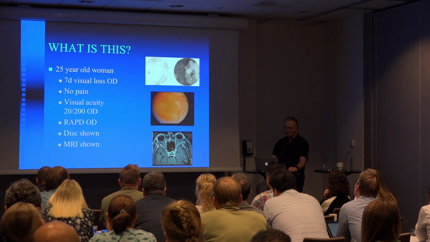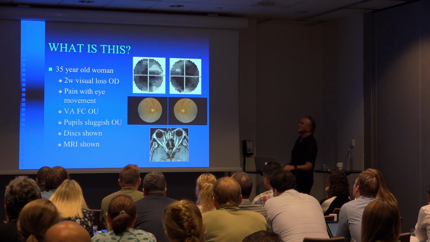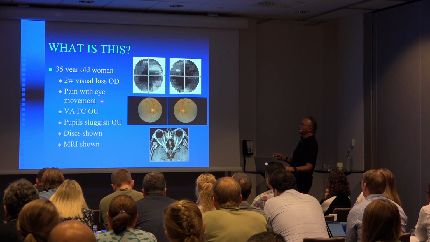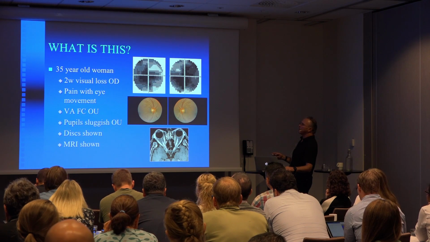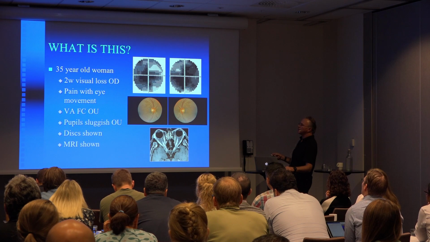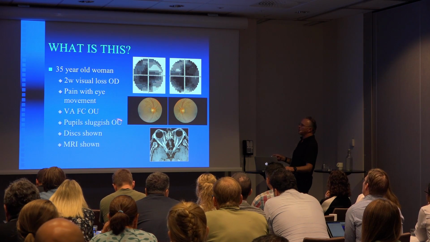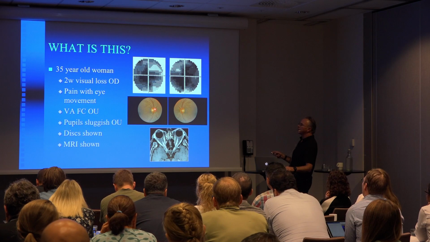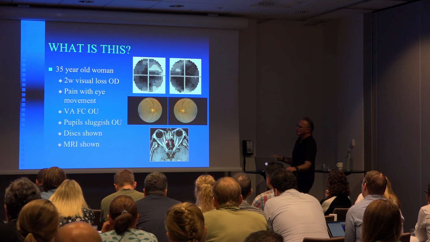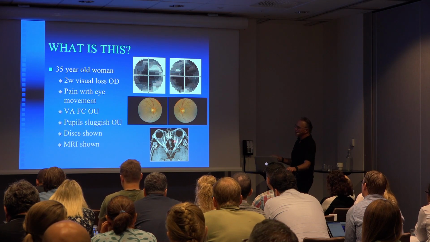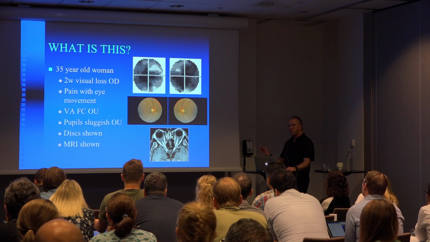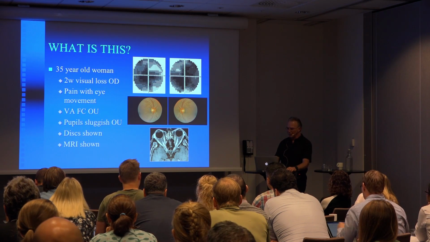Or this, 35-year-old woman, 2 weeks of visual loss in the right eye, pain with eye movement, and subsequently develops visual loss in the other eye as well. So both eyes are involved, finger counting vision in both, pupils are sluggish. The nerves, in this case, look normal. They might be swollen. They look normal. And the MRI shows this, bilateral bright enhancement of both optic nerves in long segments. So 3 different clinical scenarios for optic nerve inflammation.